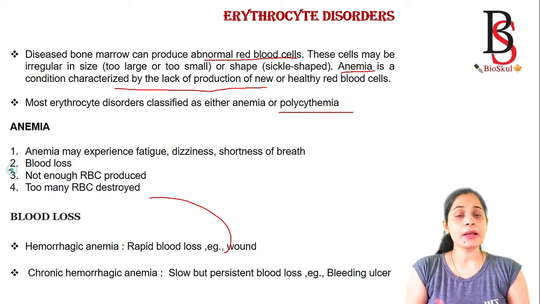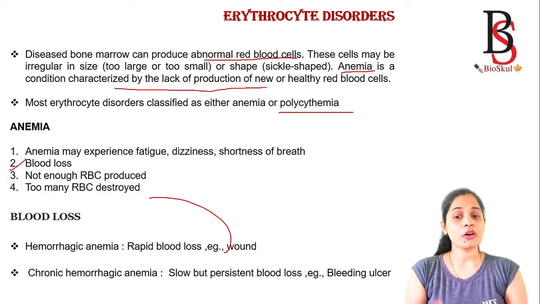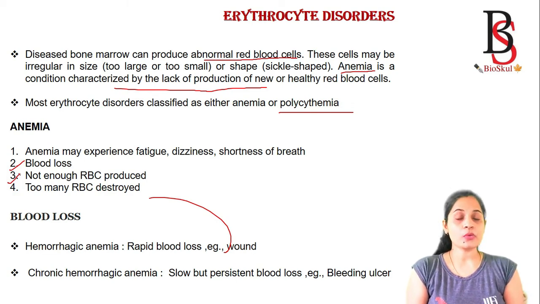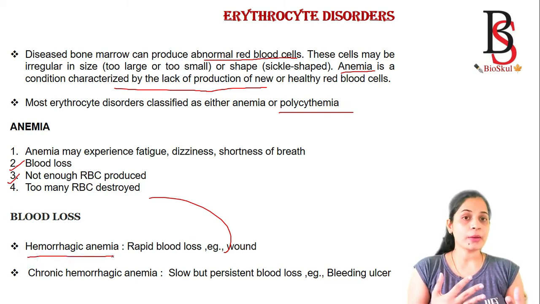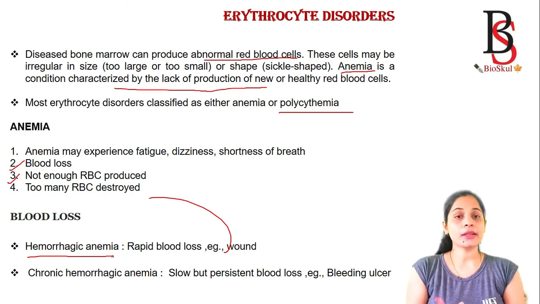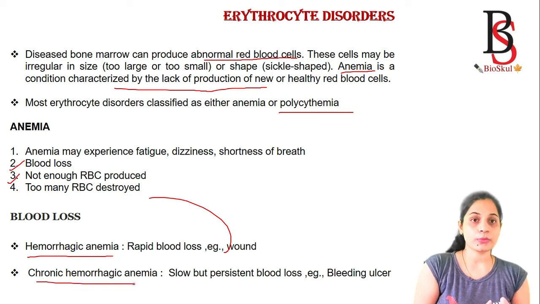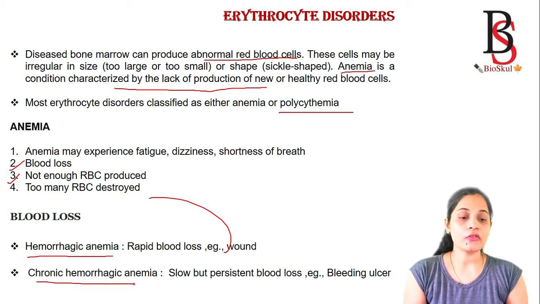So anemia may be caused by blood loss, not enough production of RBC, or too much RBC destruction. So first we will see blood loss. Blood loss causes two types of anemia. One is known as hemorrhagic anemia. Hemorrhagic anemia is a condition where there is a rapid loss of blood that may be caused because of some wound, or by an accident. And chronic hemorrhagic anemia means the slow but persistent loss of blood. Example, the bleeding of ulcers.